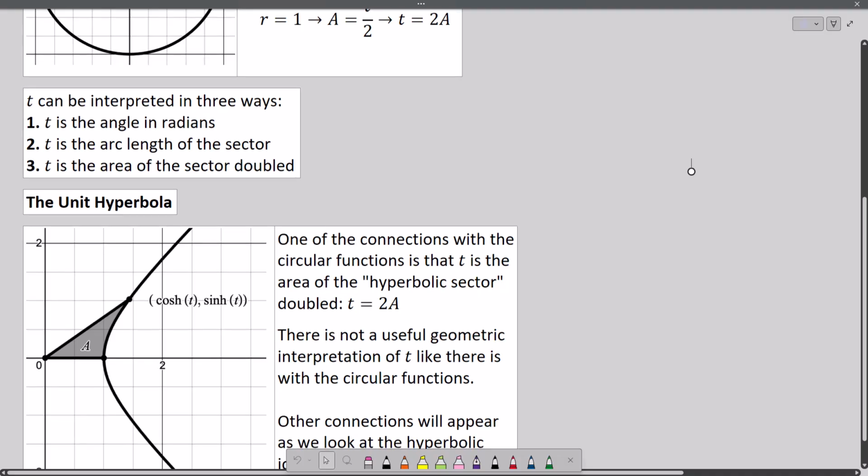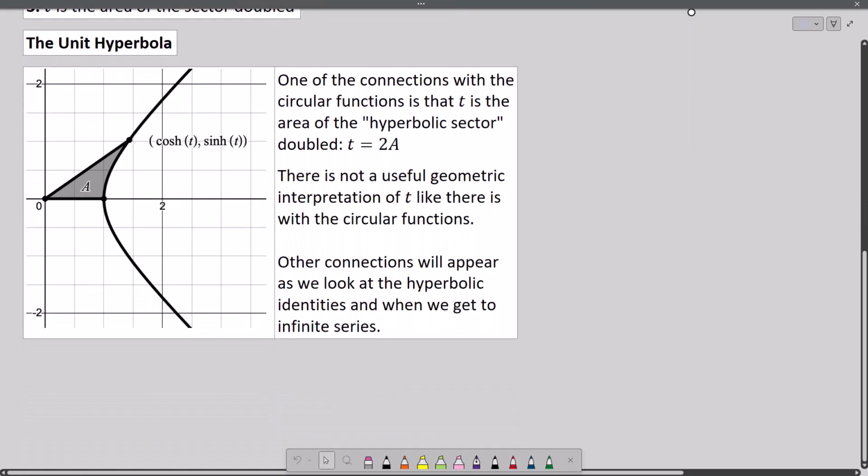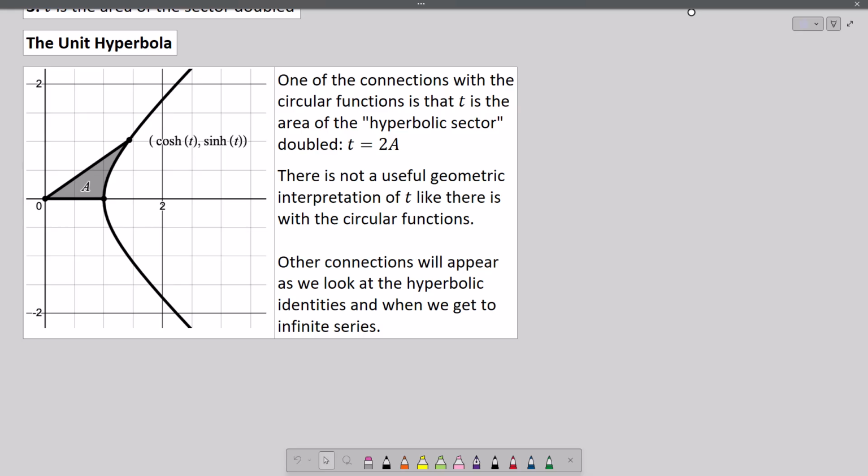All right, now we come down here to the unit hyperbola. We're going to call the ordered pair cosh and sinh, instead of, on a unit circle, cosine and sine. The connection is that this hyperbolic sector will have an area that satisfies this equation. The hyperbolic angle, it's not really an angle, but a lot of times we refer to it as a hyperbolic angle. When we're thinking about a circular function, the t or the theta is definitely a regular angle. It's a rotation.